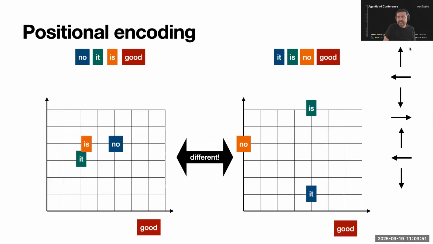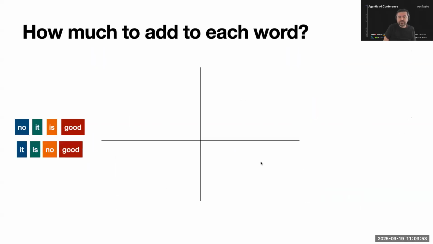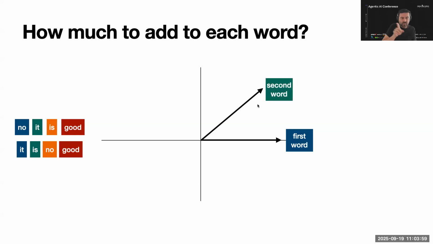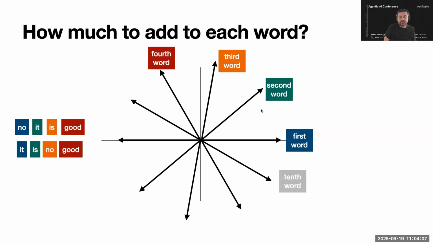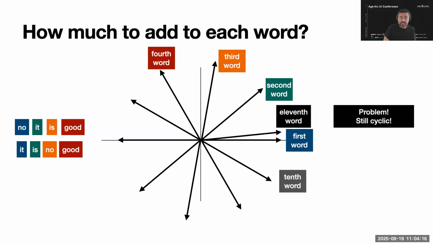Now, here's a problem. This sequence is periodic, and that's not good. For example, this is what we would do. We would move the first word to the right, we pick some angle, and move the second word in that angle, the third word in that angle twice, and 3 times, and so on. But if the sentence is too long, eventually I get back to where I started, and the 11th word gets sent to a similar place as the first word. That's not good.